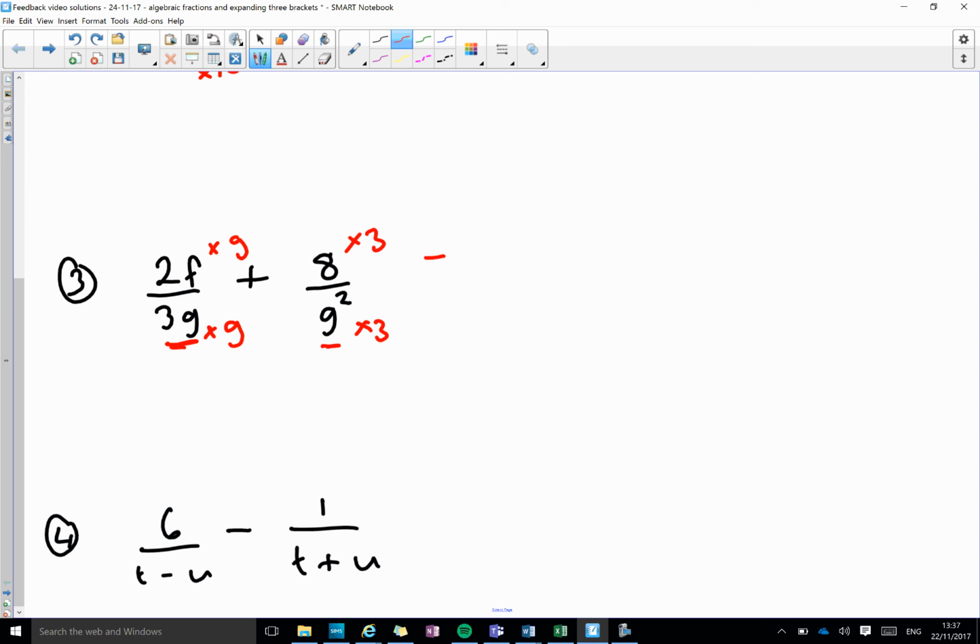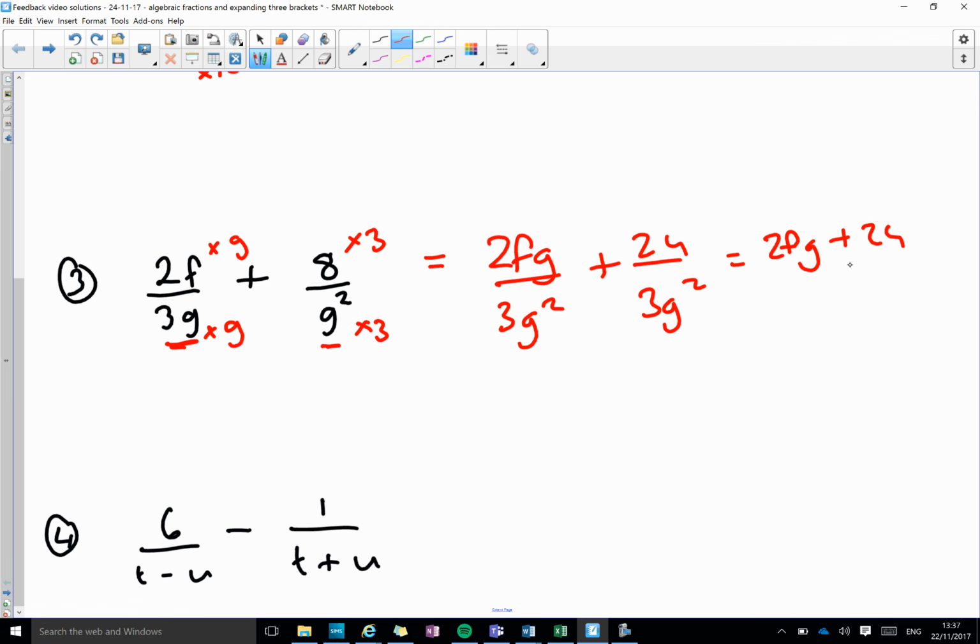So we end up with 2fg over 3g squared, add 24 over 3g squared, so I get an answer of 2fg add 24 over 3g squared, because once I've got the same denominator, I can add those fractions.